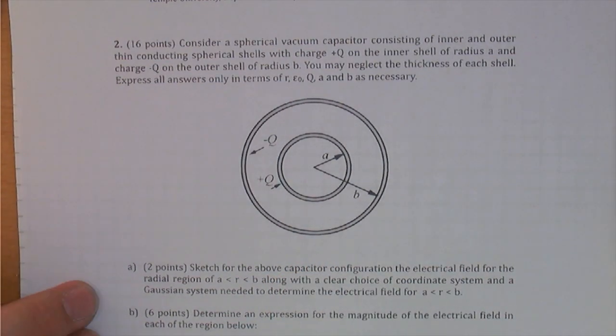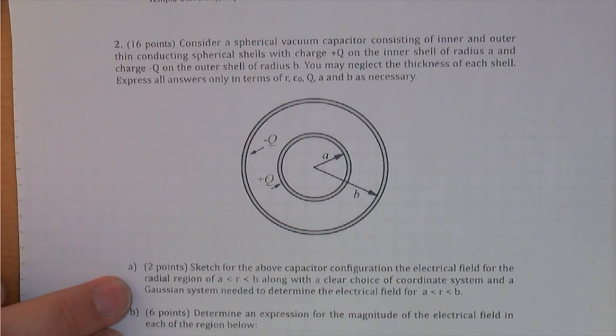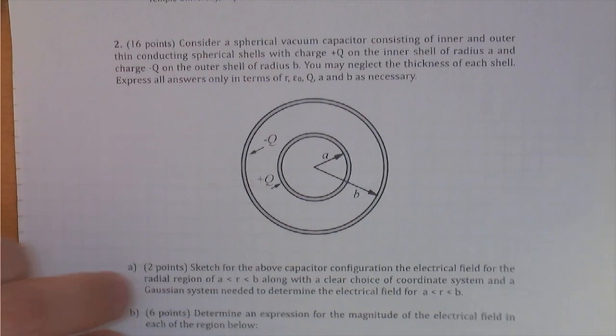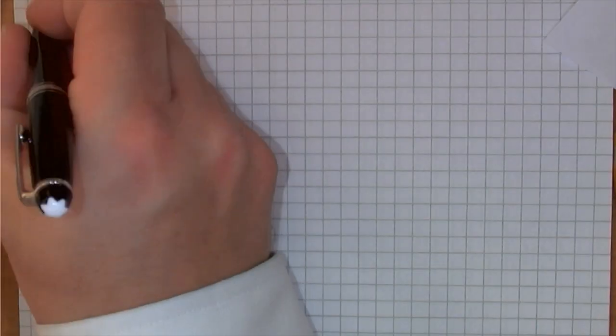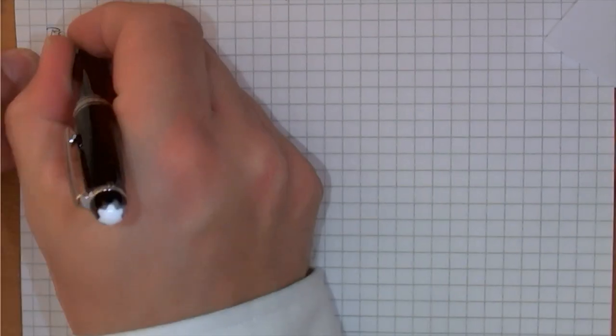Sketch for the above capacitor configuration the electric field for the radial region between A and B, along with a clear choice of coordinate system, and a Gaussian surface needed to determine the electric field between A and B. Alright, so problem 2.